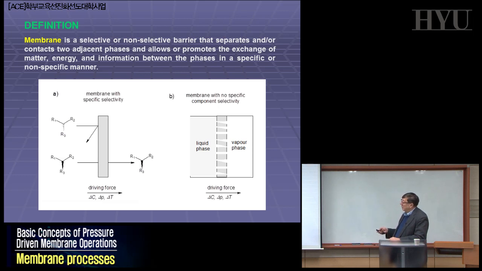In other cases, the membrane has no selectivity at all. When we discuss membrane distillation, membrane emulsifiers, membrane crystallizers, you are using microporous systems, hydrophobic or hydrophilic, with no selectivity. The function of these membranes is only to realize a very optimal contact between the two adjacent phases.